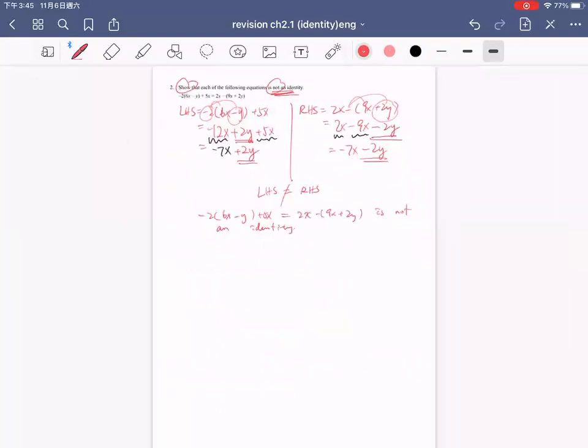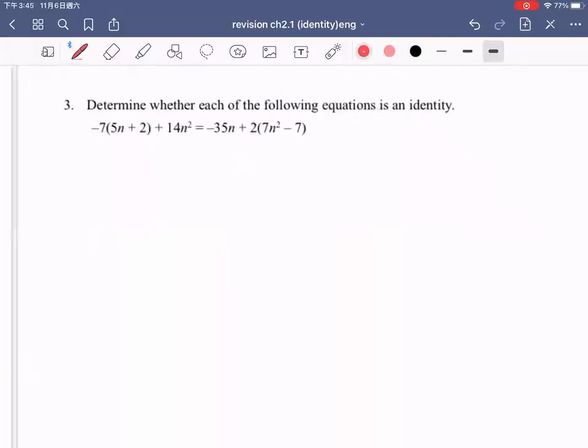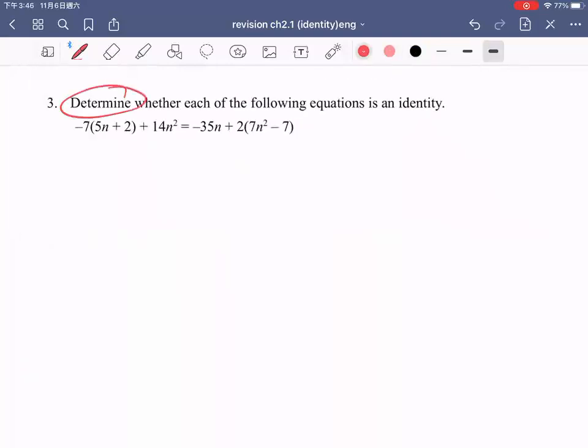Okay, for question number 3, this time we need to determine if it is an identity. Determine, which means it may be or may not be an identity. So you have to determine it. You have to think of it. You have to prove it. You have to show evidence whether it is or it is not.